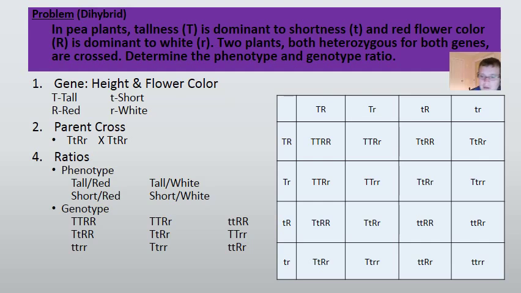This square will not be tall and red. This square will be tall and red. This will be tall and red. This will be tall and red. Okay. And then if we just keep going through, this will be tall and red, and then that's it.